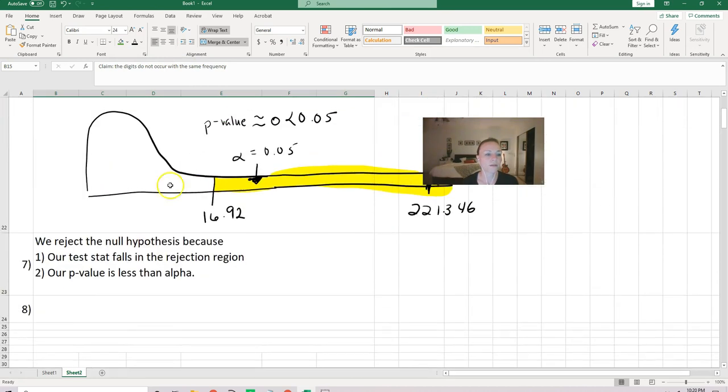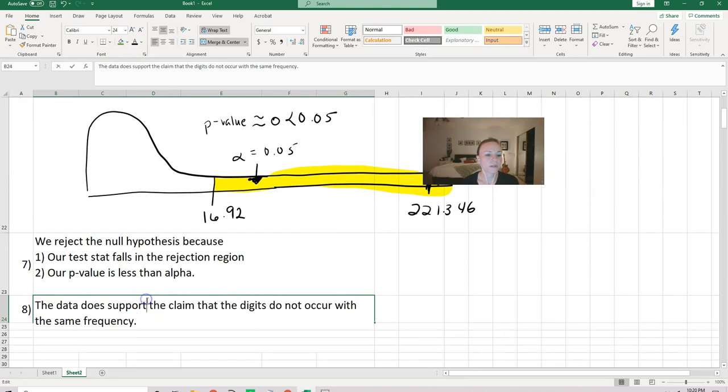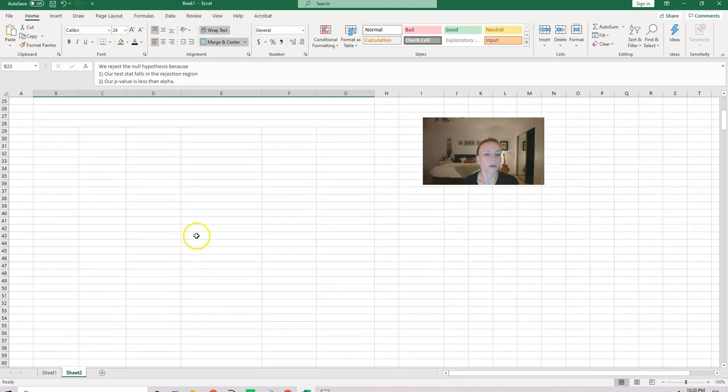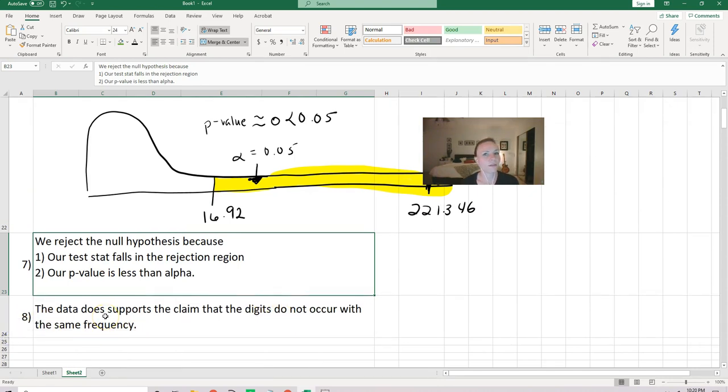So going back down to step 8, the data supports the claim that the digits do not occur with the same frequency. So in other words, it does seem like the value of 0 comes up too often. These numbers are not randomly distributed, or not evenly randomly distributed. So we have too many zeros, so it was likely that this was not actually collected. It was estimated. There we go. That's the word I wanted.